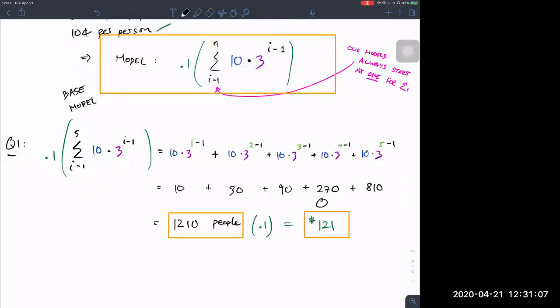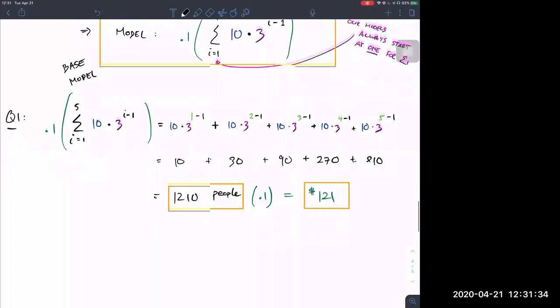So those are the two answers for question 1, right? How many people are reached within the first 5 days? It's 1210 people. And then how much money was made from those 1210 people? $121. Assuming that I did that right. 1210 times 0.1. Yeah. All right.